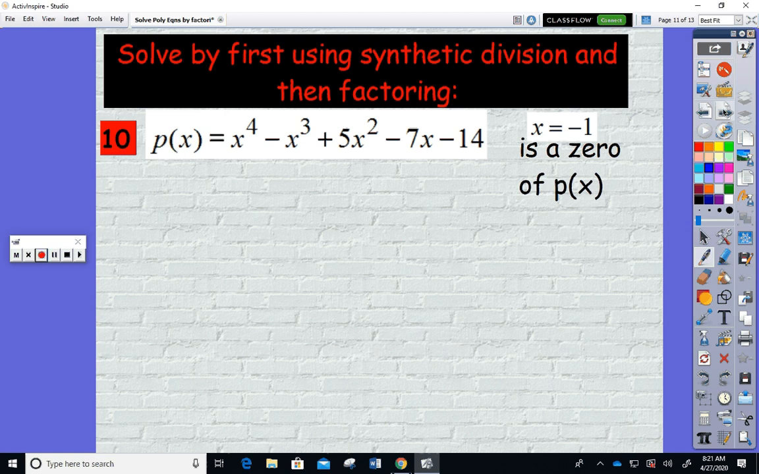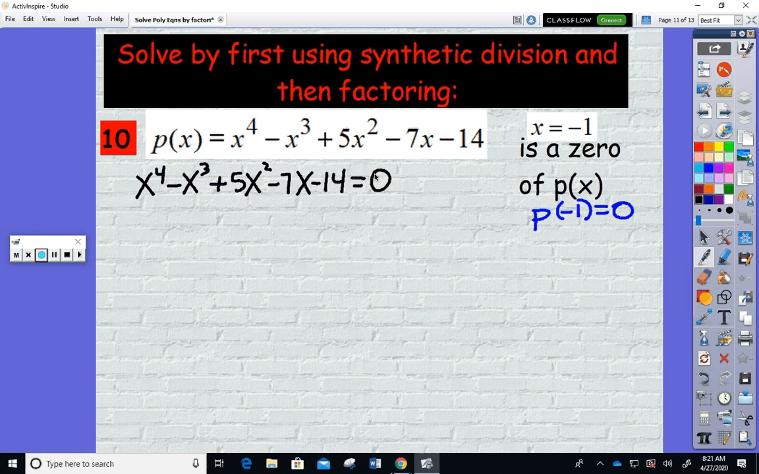All right, now I'm saying that x equals negative 1 is a 0 of the function p of x. I could also say x equals negative 1 is a 0 of p of x by saying p of negative 1 equals 0. Either way, I'm telling you x equals negative 1 is a solution, so start there with synthetic division. So guys, what I really want to do is say, if I'm trying to solve for the solutions of p of x, then I'm trying to solve the equation equal to 0.